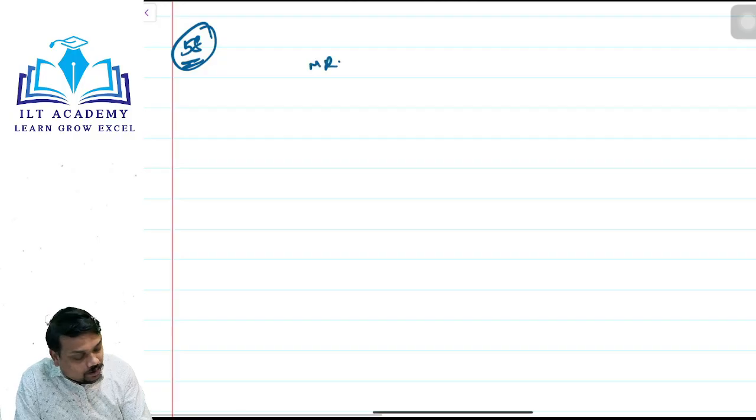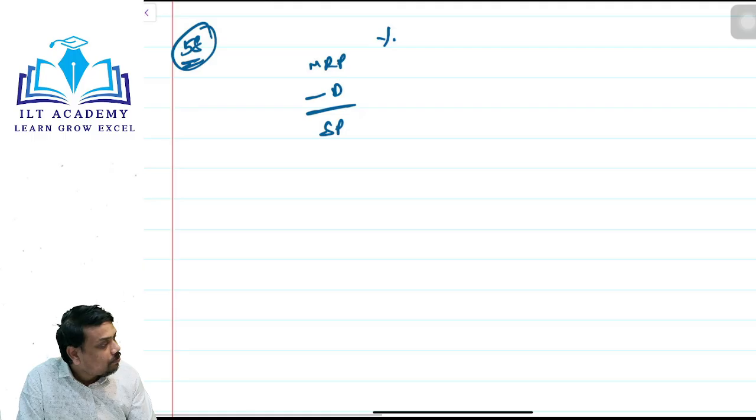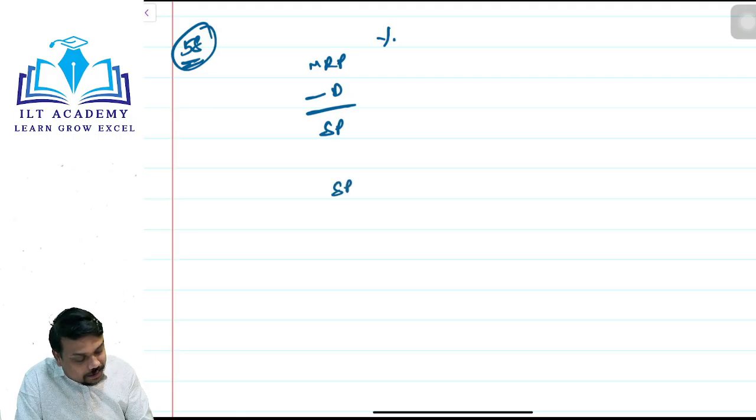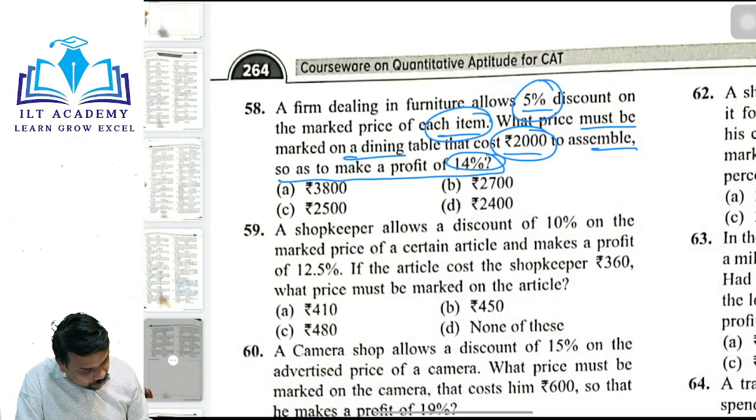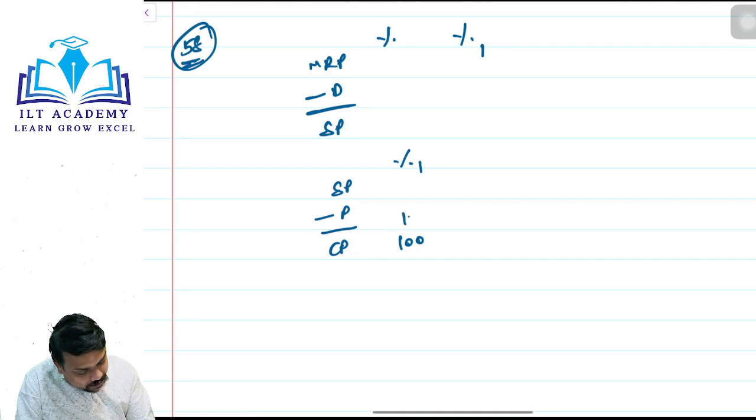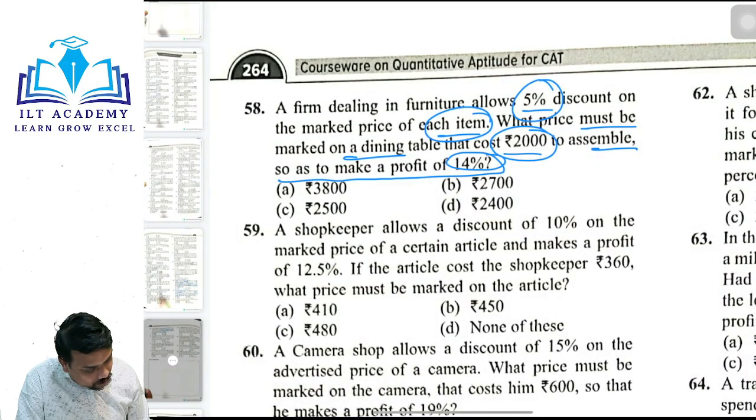MRP minus discount, which will be selling price. यहाँ पर क्या लेना बोल के बोला? Percentage. ठीक है? Then here selling price minus profit, which will be cost price. यहाँ पर क्या लेना? Percentage 1. So percentage 1, ये 100 है. Profit is how much they are telling? 14%. So ये कितना हो गया? 114. And in this what do we know?